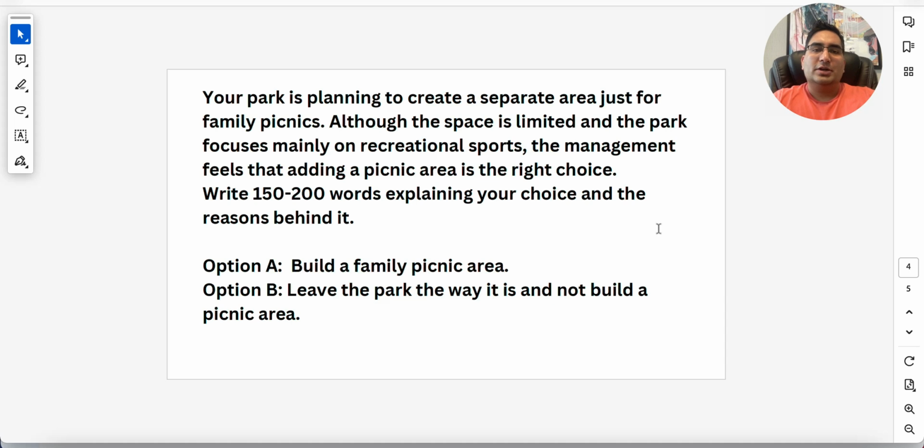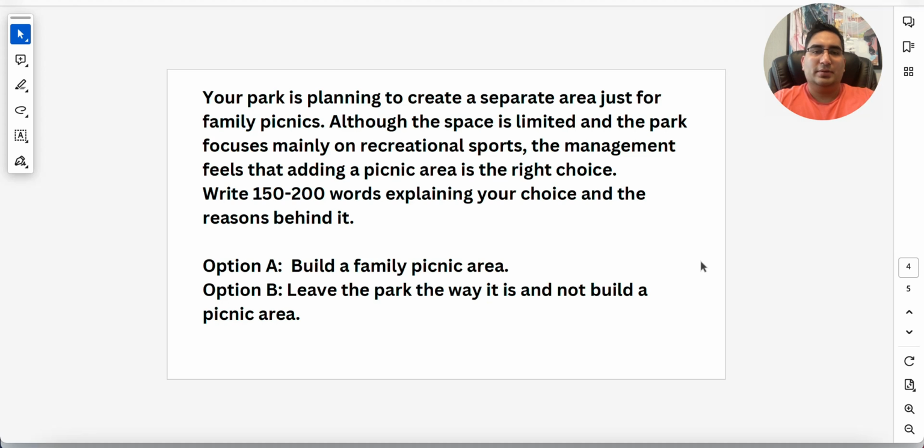Okay, now let's look at another question. You can pause the video and read it. Basically, it's asking you have a park. There's some empty space. The park mainly focuses on recreational sports, but the management is thinking to add a picnic area. Now, there's option one. Should we build the picnic area, family picnic area, or leave the park the way it is and not build a picnic area? This is different because here you don't have two different subjects. You have do this or not do this. So the same thing or opposite.